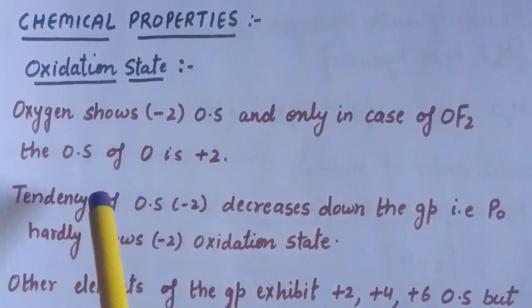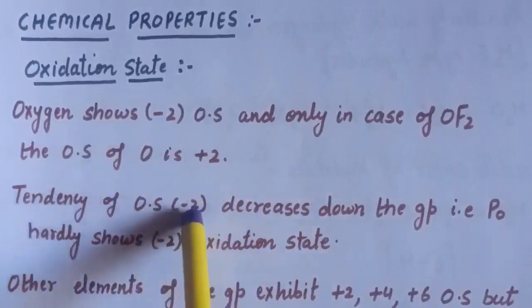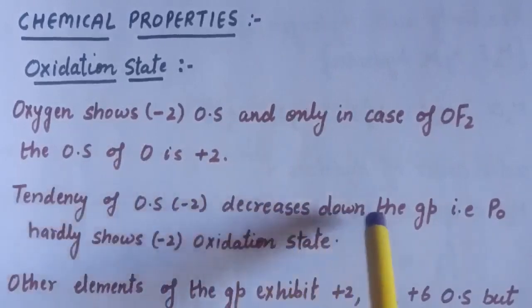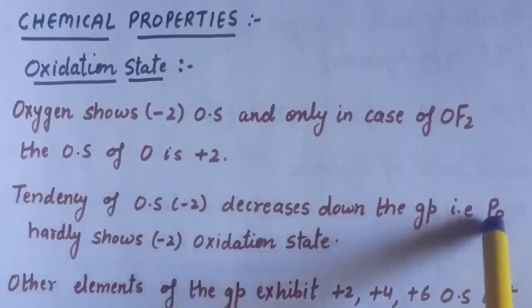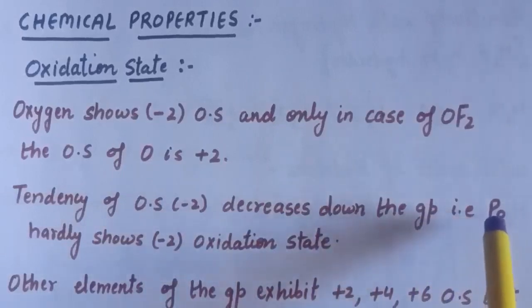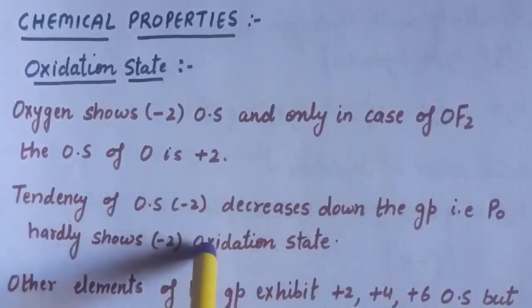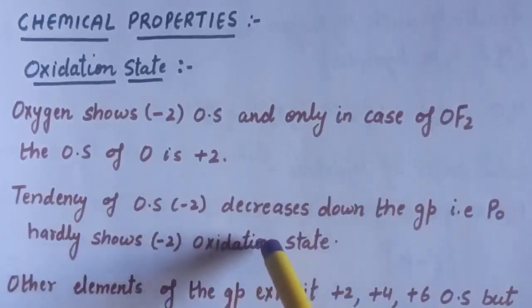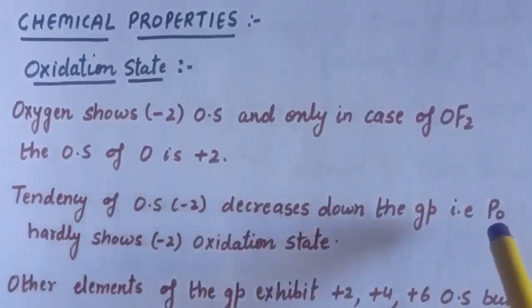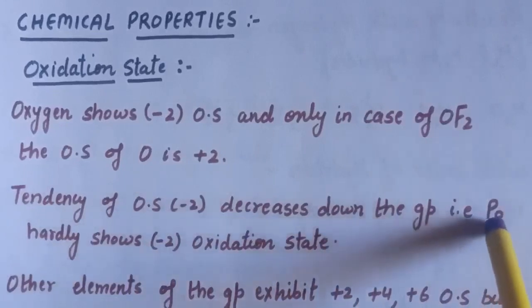Next, the tendency to show -2 oxidation state decreases down the group, that is, polonium, which is the last element of group 16, hardly shows -2 oxidation state, and the reason is, as we have discussed in physical properties, that polonium is a metal.